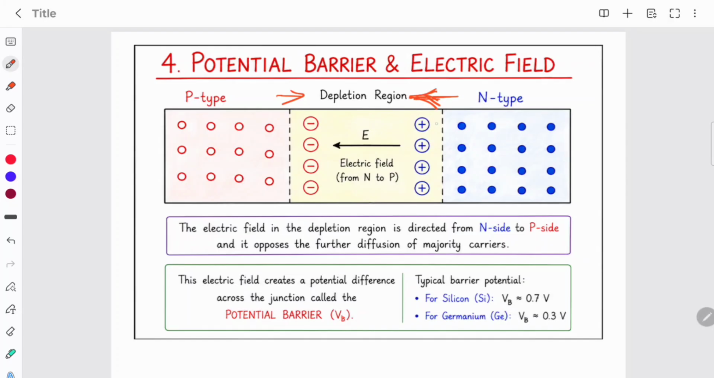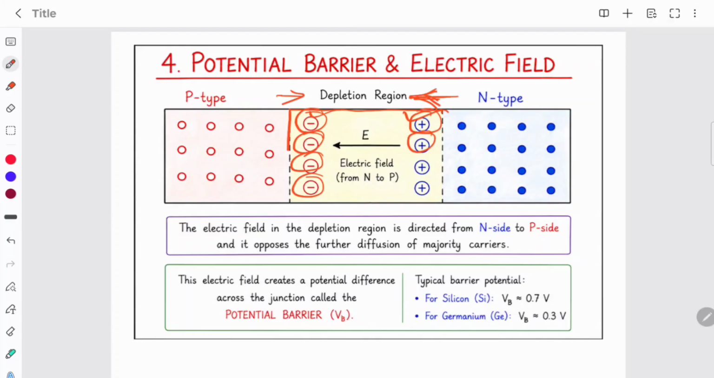They leave positive charged donor ions. Similarly, when holes leave the p side near the junction, negatively charged acceptor ions remain behind. So, fixed positive and negative charges are created around the junction.